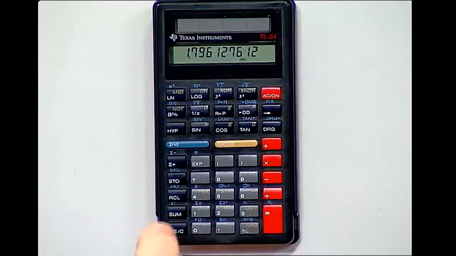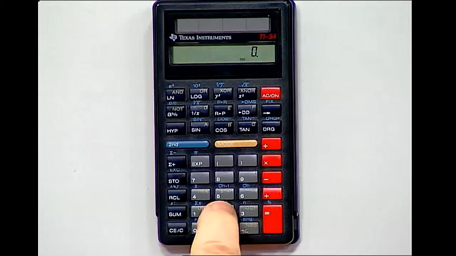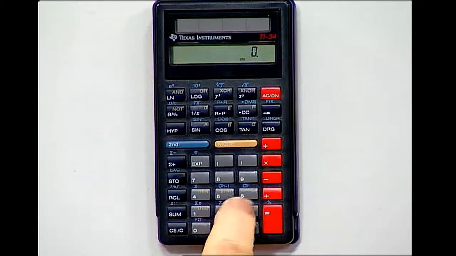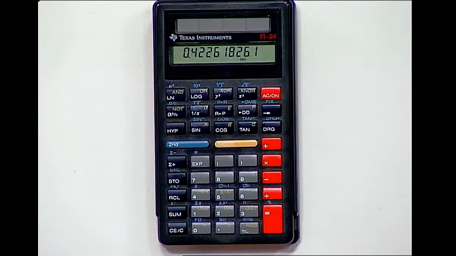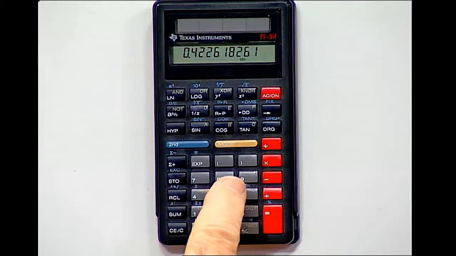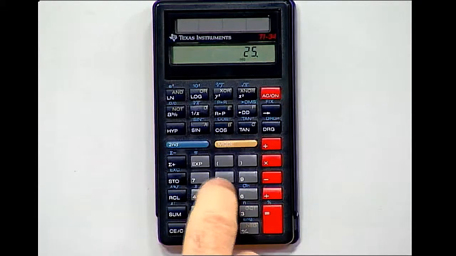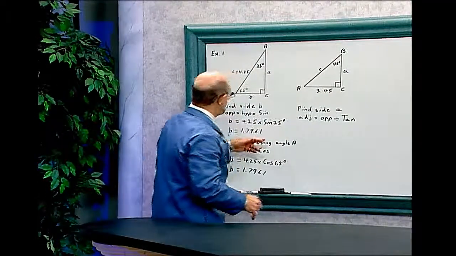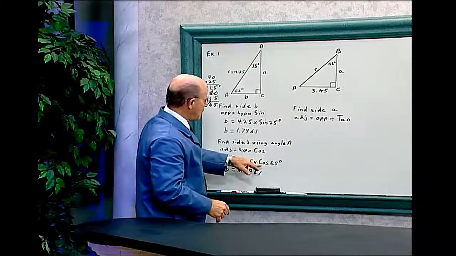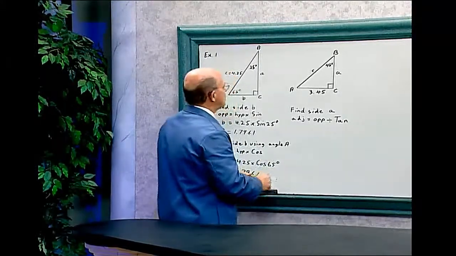I'll just put in the two numbers. Cosine of 65, notice it's 0.4226. Now let's clear that, and let's do sine of 25. It's the same number. And that shows it right over here, that sine of 25 is the same as cosine of 65. Now let's look at the next example.